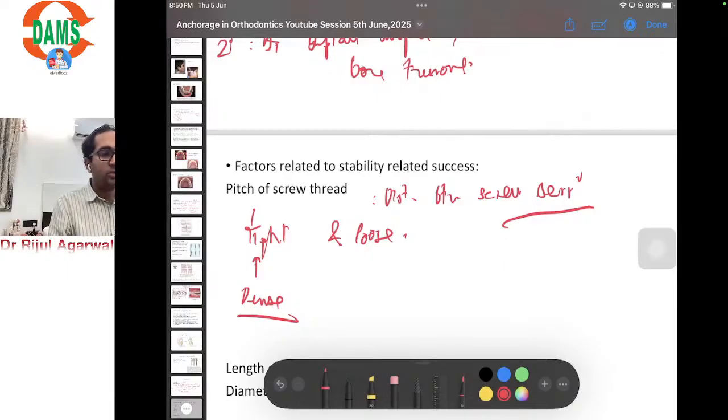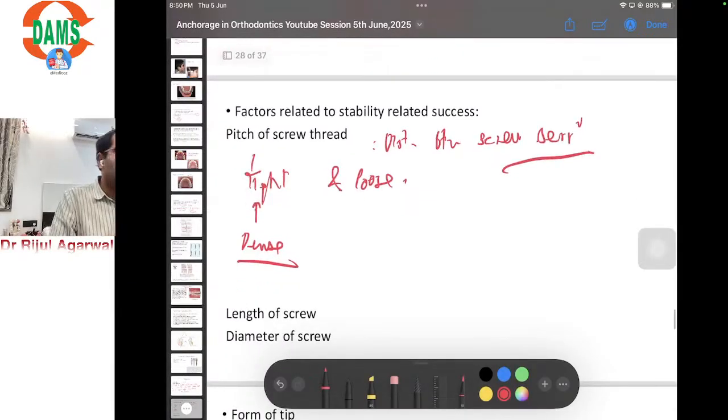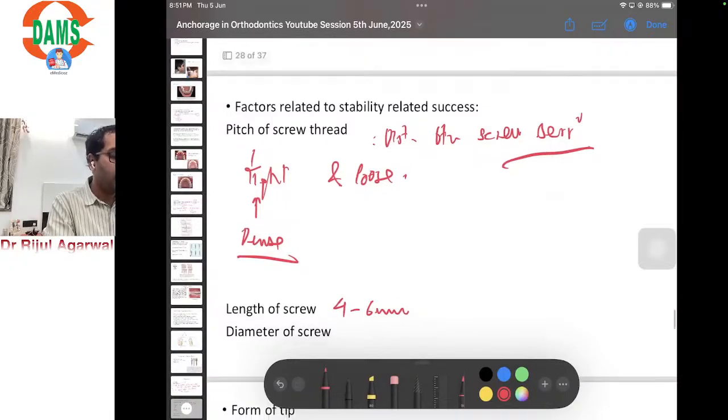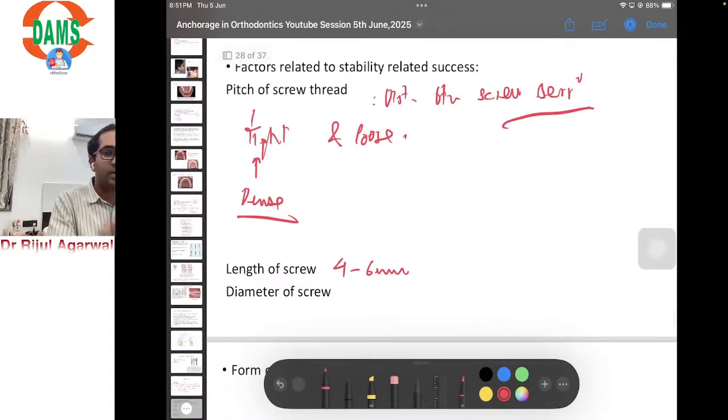So tight pitch means greater contact or surface area, more contact, so less resistance to dislodging force. Next is length of the screw. The length determines the amount of contact with the cortical bone, not with the medullary bone. So typically it is between 4 to 6 mm. Lastly, it is diameter. Diameter is the thickness. It is approximately 1.3 to 2 mm.